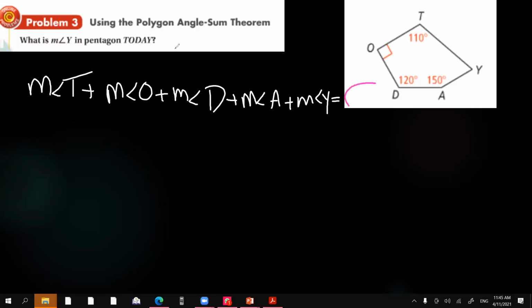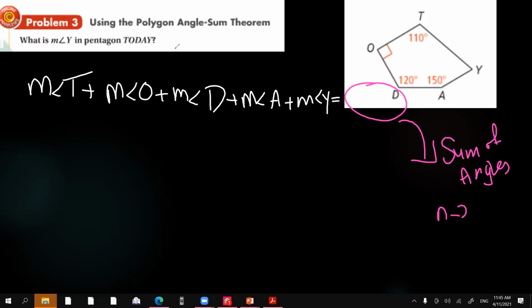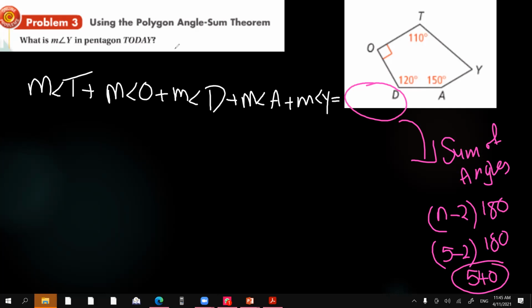Bravo. In order to find the number that I should put here, I will use the sum of the angles, which is (n-2) times 180. 5 minus 2 times 180. Why 5? Because we have 5 sides. So 3 times 180 is 540. So what's the number that I should put here? 540. Is it clear now? Yes, teacher. Yes, miss.